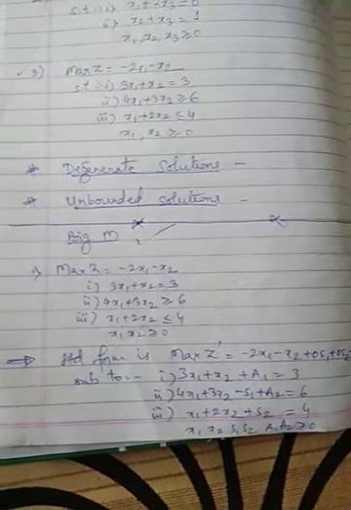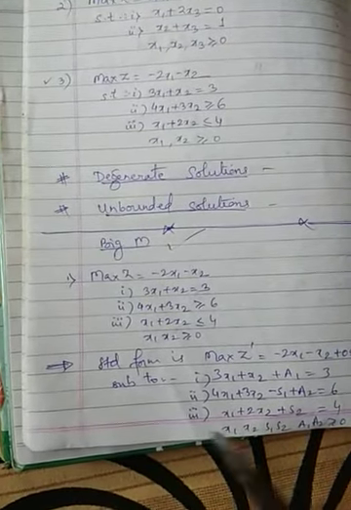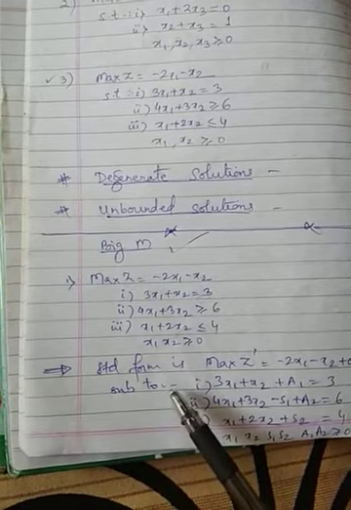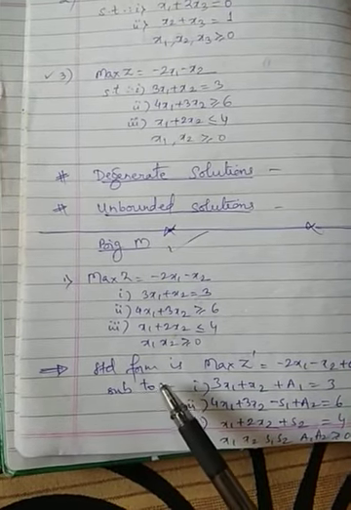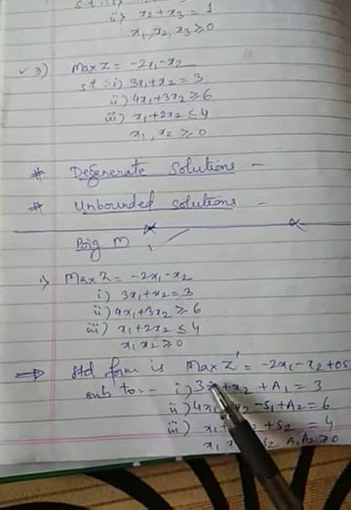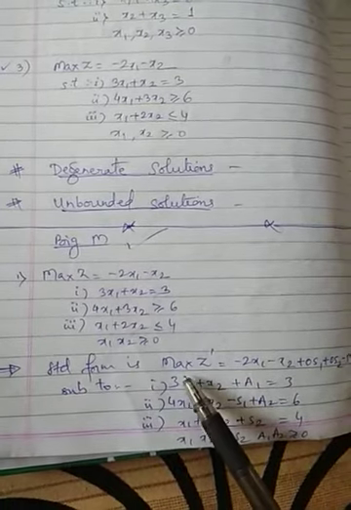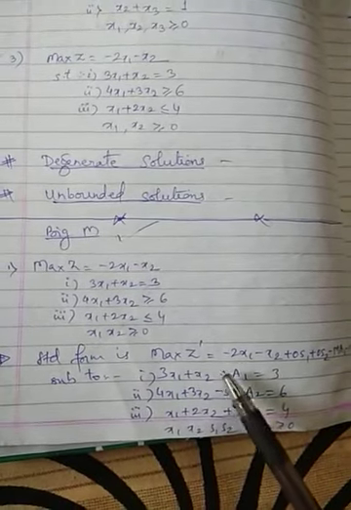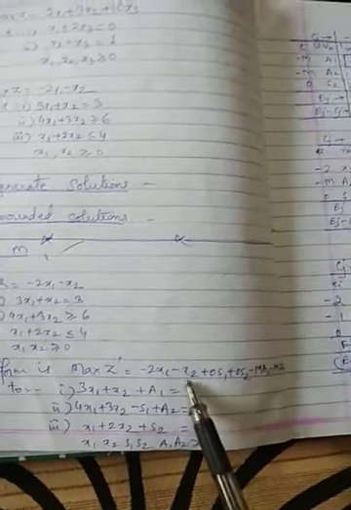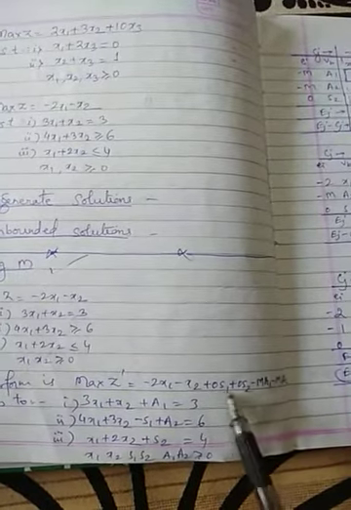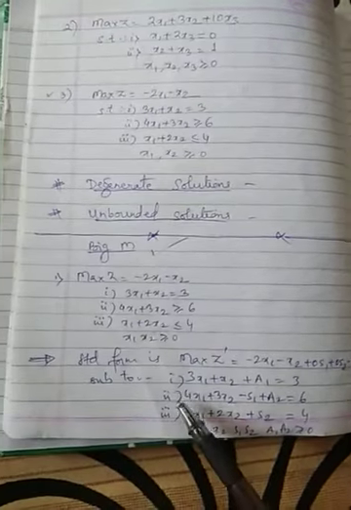The first step is to convert the given LPP into standard form. As you all know, in standard form the objective function should always be of maximization type. So it will be maximize z dash is equal to minus 2x1 minus x2. I will tell you later what I have added here. So subject to the constraint equations.